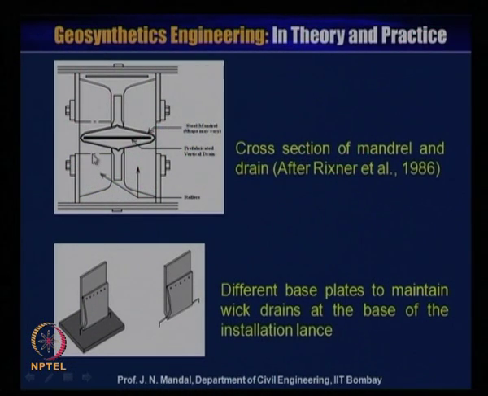So here is how the PVD is joined with the rod, or this is the cross section of the mandrel and the drain. This is the prefabricated vertical drain. You can also use a different base plate. This is the base plate, and this prefabricated vertical drain is wrapped around it, and then you can stitch or pin it, or otherwise you can use a rod.